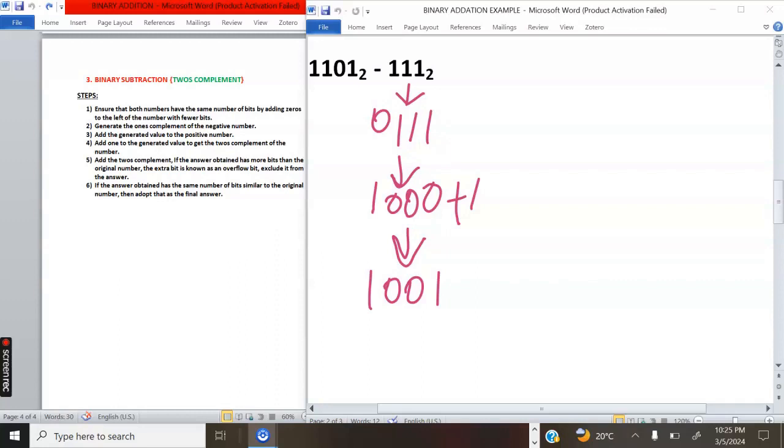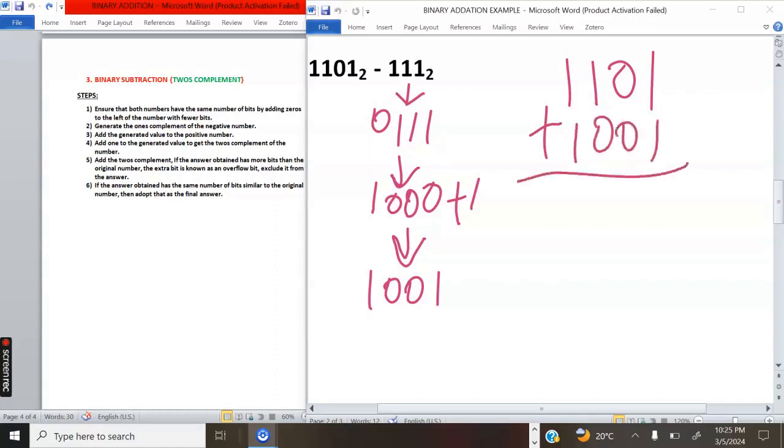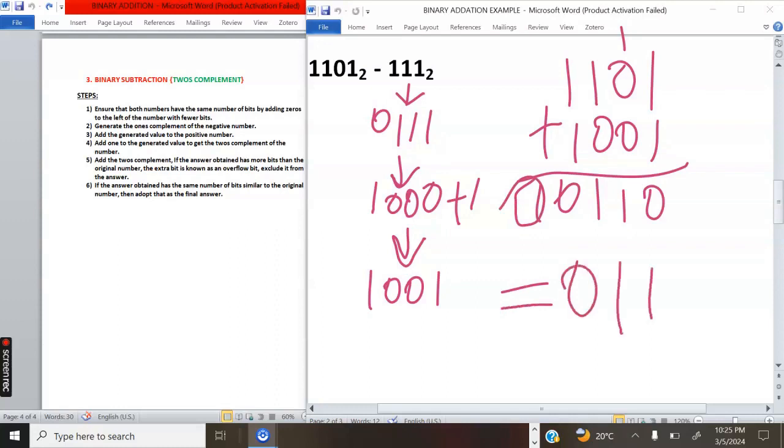Having gotten that, you now go to the normal addition, which is 1101 plus 1001. So 1 plus 1 is equal to 10, carry 1. 1 plus 0 plus 0, you get 1. 1 plus 0 is equal to 1. Then we have 1 plus 1 is equal to 10. So we have an overflow. For the overflow, the rules are very clear. You need to exclude it from the working. So I will exclude this one. Therefore, my answer will be 0110 base 2. So this is the answer.